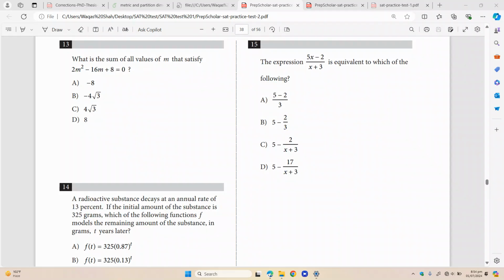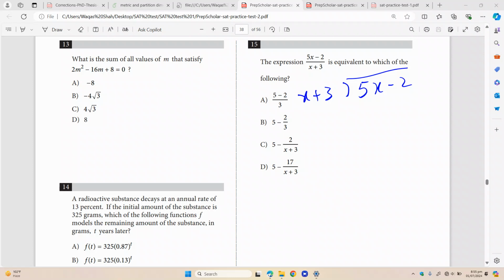Question 15 says that the expression is equivalent to which of the following? We basically have to divide the numerator by the denominator and write this in the form of a proper fraction, because this is an improper fraction. Since the degree of the numerator and denominator are the same, for a proper fraction the denominator degree has to be more than the numerator. So we will just divide it: 5x minus 2 divided by x plus 3. What do you have to multiply with x to get 5x?